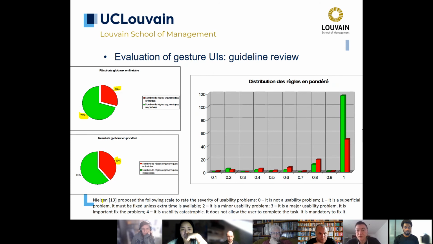Or for instance, Nielsen, but not Jacob Nielsen, it's another Nielsen, he proposed to have a scale like if it is a weight with 0 is not a real usability. If the weight is 1, then it is cosmetic, so it is not important. 2, if it is a minor one. 3, major. And 4, it is catastrophic. So it means, in this case, the end user is no longer able to carry out her task as expected. So of course, these are different scales.